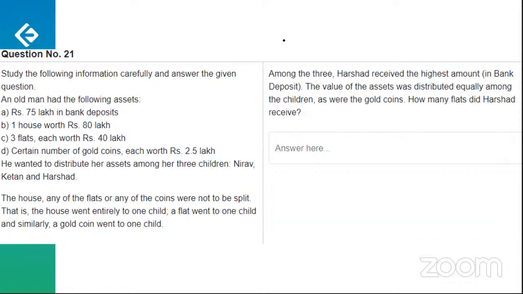Only 3 people are there, and the different 3 categories are there. It is house or it is gold. So for Nirav, Ketan, Harshal, their house, their gold, you just have to arrange things, and it is quite doable. So now this is again one set.